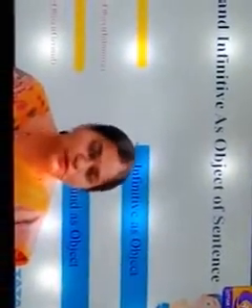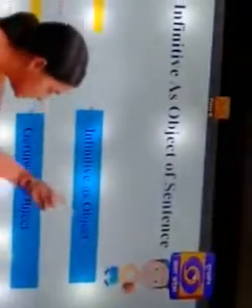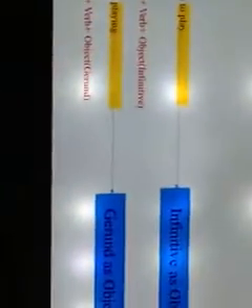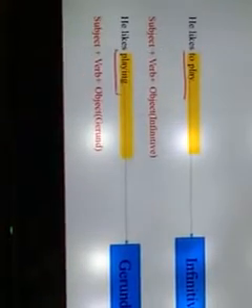Gerund and infinitives. Gerund and infinitive can also be used as object of a sentence. Look at this picture. Can you see? There is a boy. A boy is holding a ball in his hand. What does he like? He likes to play with the ball. He likes to play. Or we can reframe the sentence in a different manner. He likes playing.